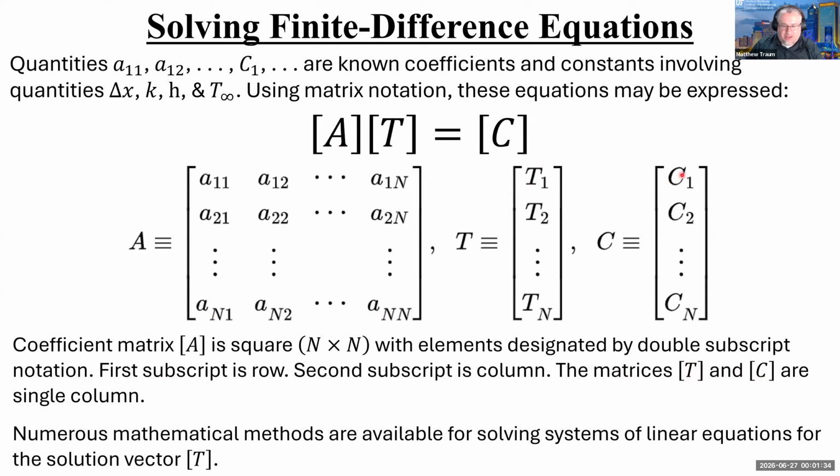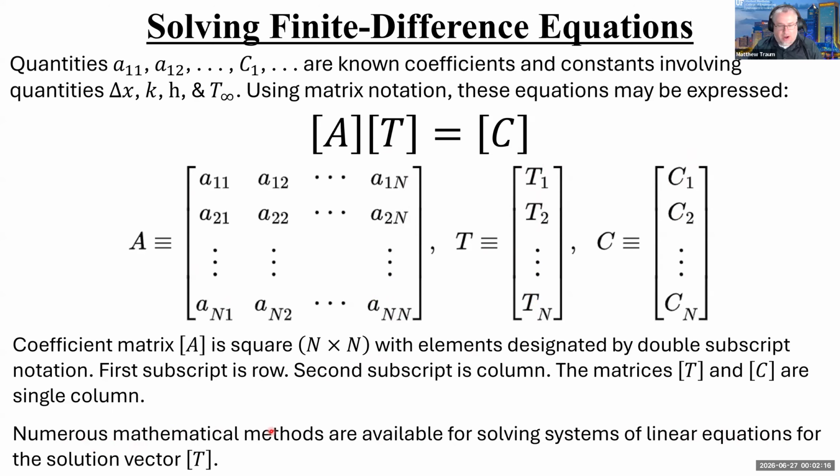T is the temperature field, C is the solutions, and they are each a single column, right? So you can see where this is going. There are numerous numerical or mathematical methods available for solving systems of linear equations. Given the solutions to our equations and this matrix of coefficients, mostly material properties, our goal is to find the matrix T, right? So to find all these values, which is the temperature field.